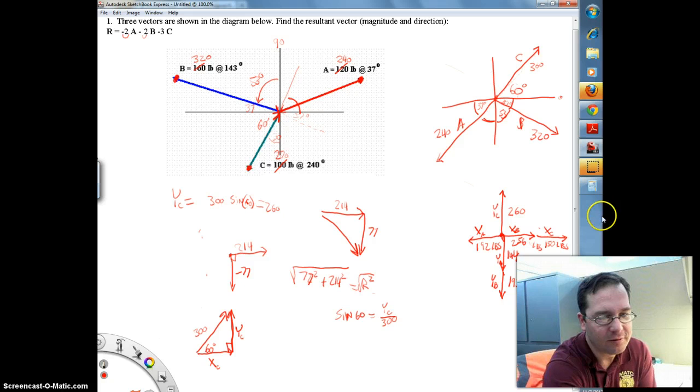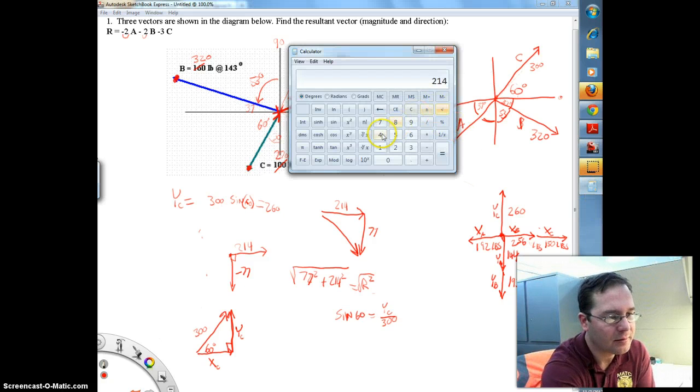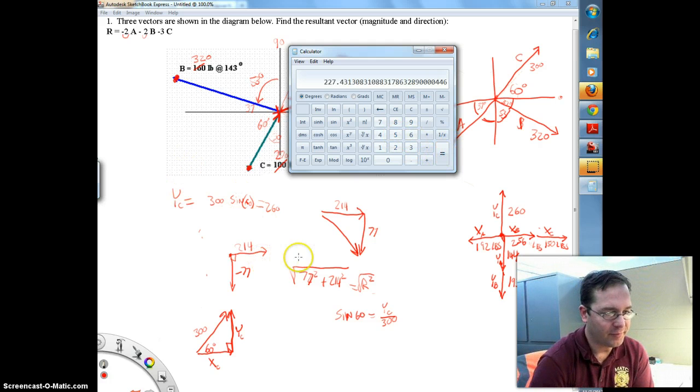So 214 squared plus 77 squared. Let's clear out of here. 77 squared plus 214 squared. That's the sum. Now we need to take the square root of that, so we're going to raise it to the 1/2 power. And we get a force of about 227 pounds.